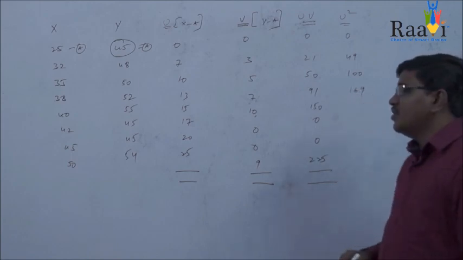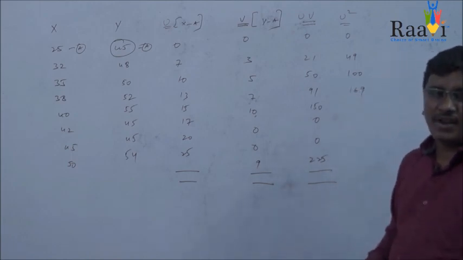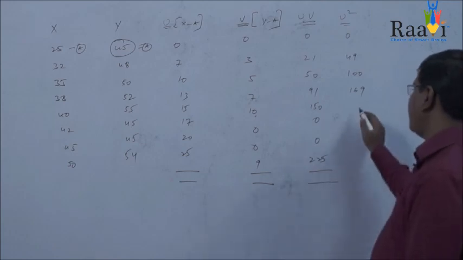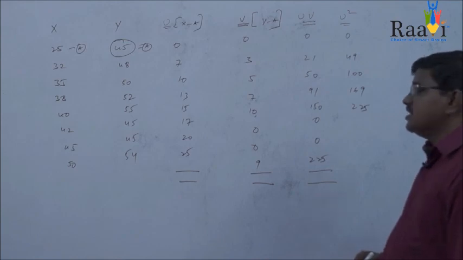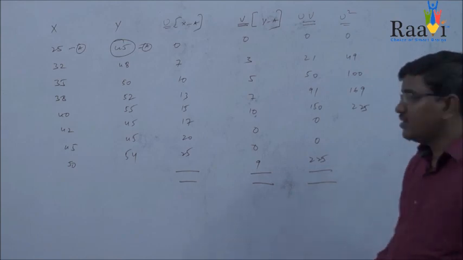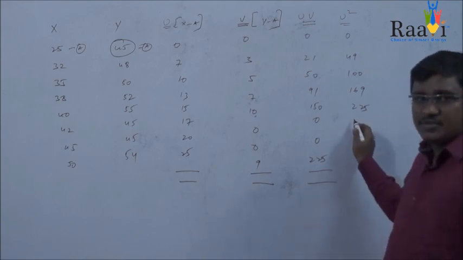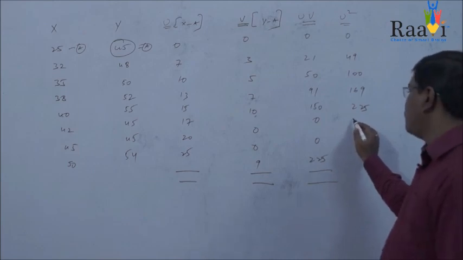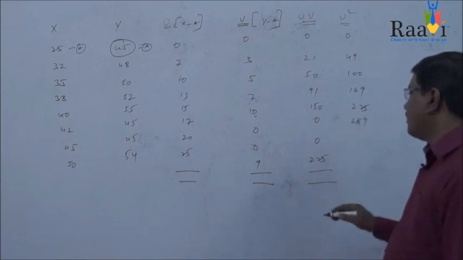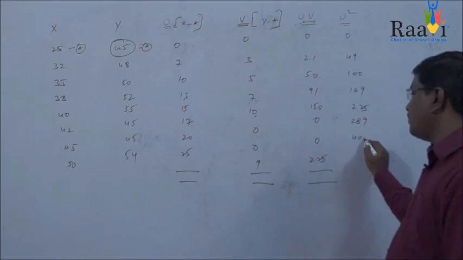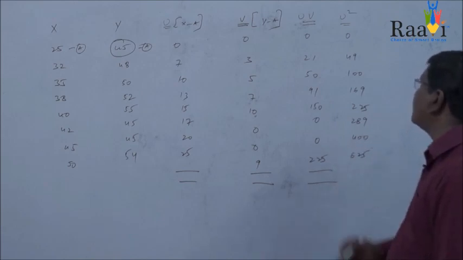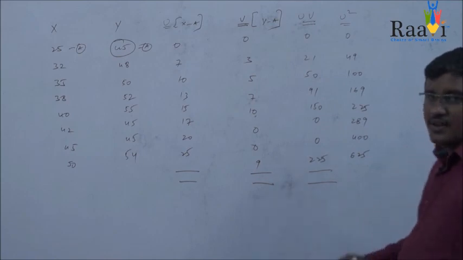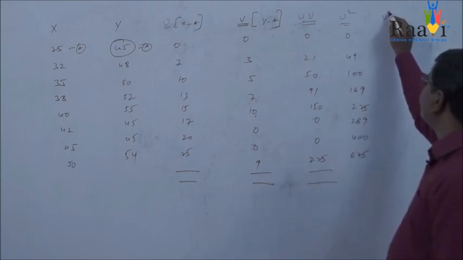15 into 15 you will be getting a value of 225. 17 into 17 you will be getting a value of 289. 20 into 20 you will be getting a value of 400. 25 into 25 you will be getting a value of 625. This is U square. Next, V square.